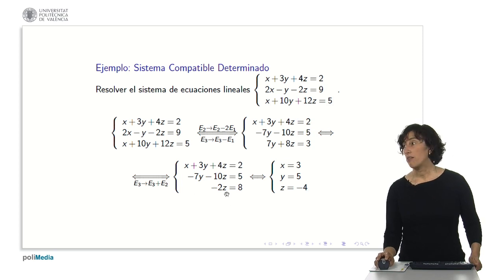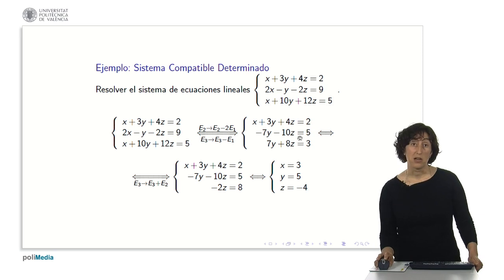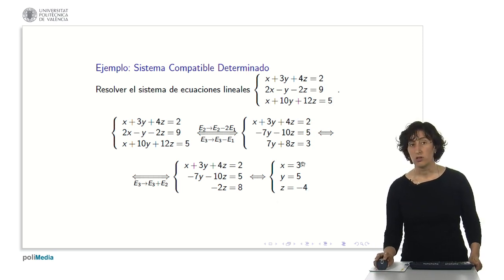z is worth minus 4. I substitute here the z. The y is worth 5. And I substitute above the value of the y and the z, and I have that the x is worth 3. A consistent system with a single solution. Well, this is the Gauss method.